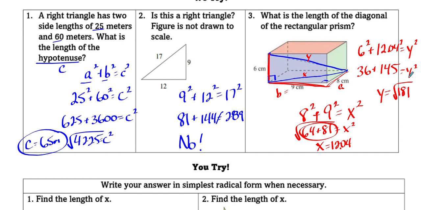We could actually just leave our answer like this. If we want to simplify that radical, we can't. Or if you'd like to write it as a decimal, you could also write that y equals 13.45. We're okay with decimal answers, or just leaving it as a simplified radical.